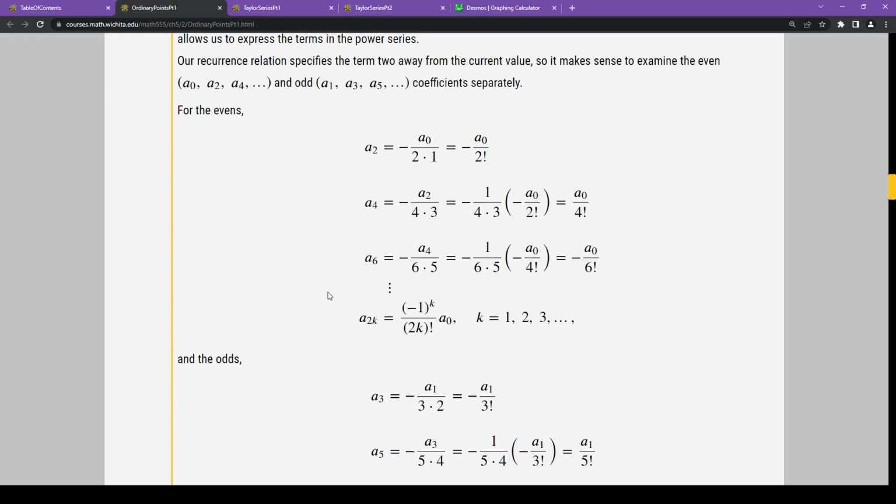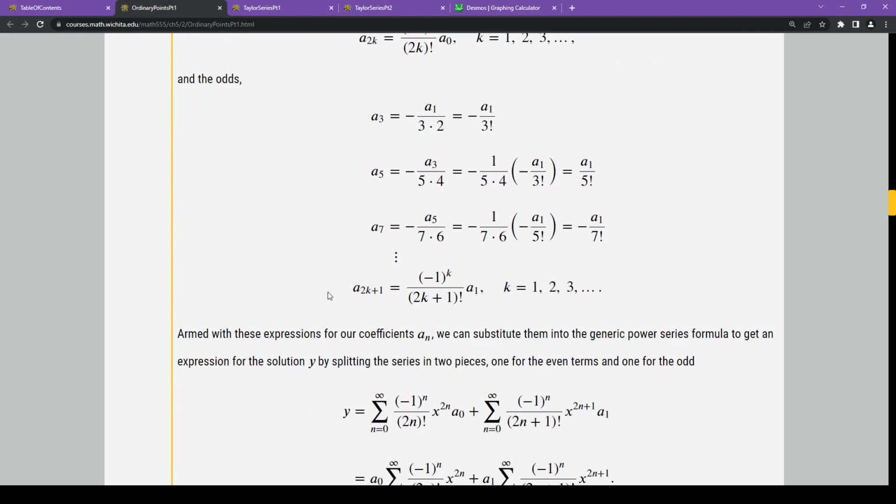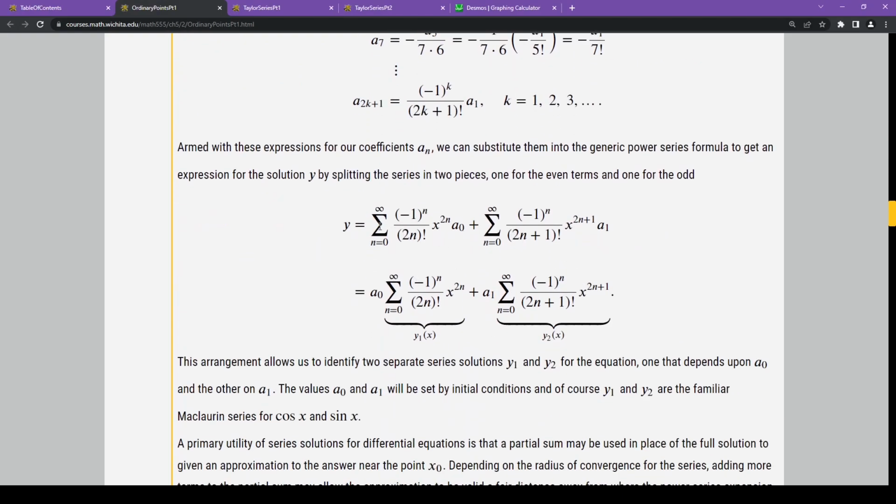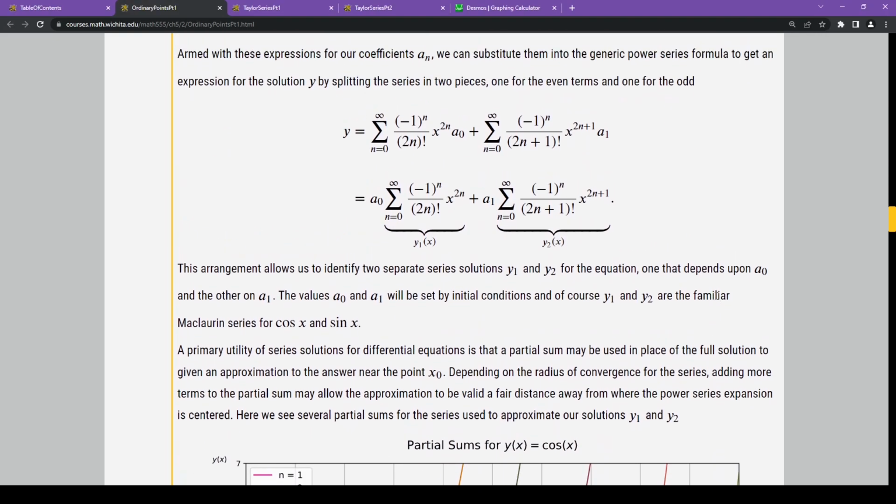It turns out that they form nice patterns. That sometimes happens, sometimes doesn't. But once I do that, I can write out two separate series expressions, where one of them is all the stuff with the a naughts and the other one is all the stuff with the a1s. And it turns out that all the stuff with the a naughts is y1 and all the stuff with the a1s is y2. So I get two members of a fundamental family of solutions, and then I can use that to express the solution to my second order linear differential equation. Okay, and so that's going to be how this works out.